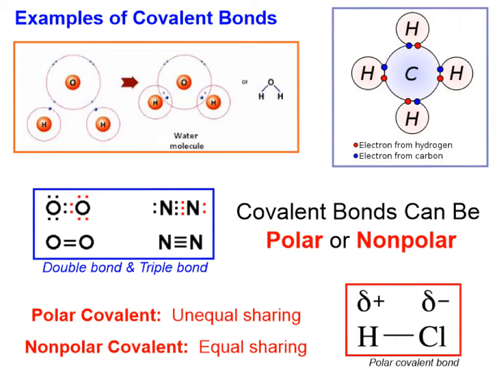We can also have double bonds or triple bonds being formed with covalent bonds. Here's an example with oxygen. You can see that each oxygen has 6 valence electrons, and when they combine, they can share, and it forms this double bond. In this kind of structure, each of these lines represents 2 electrons. And in this case, the oxygens are sharing 2 electrons here and 2 electrons here, 4 total. So it's a double bond. The nitrogens in this case are forming a triple bond because they're sharing 6 electrons, or 3 pairs.